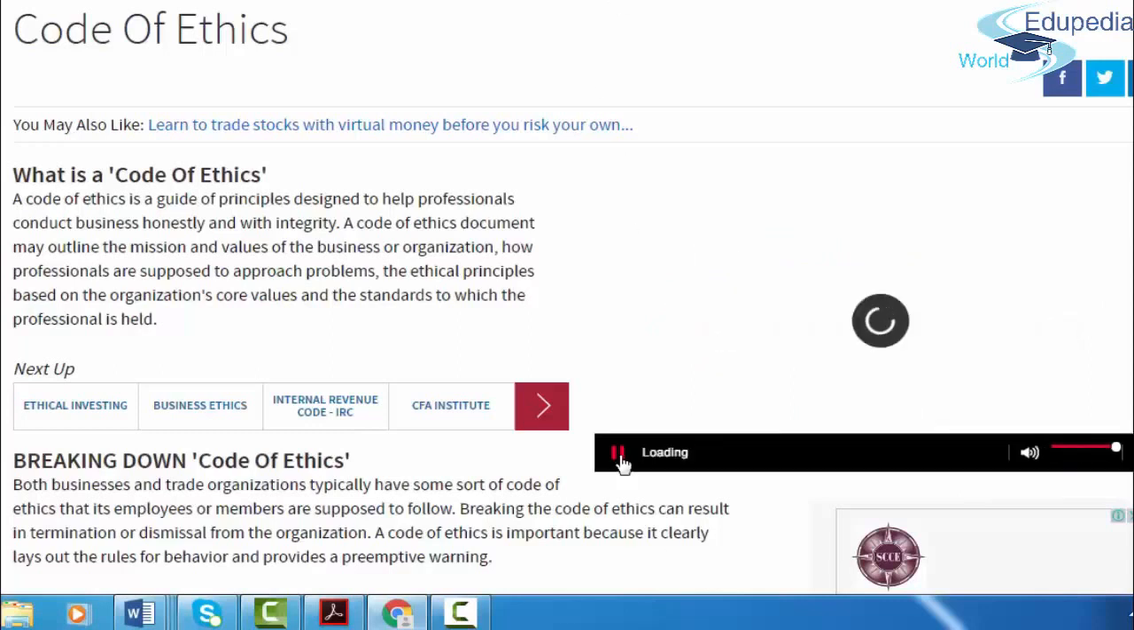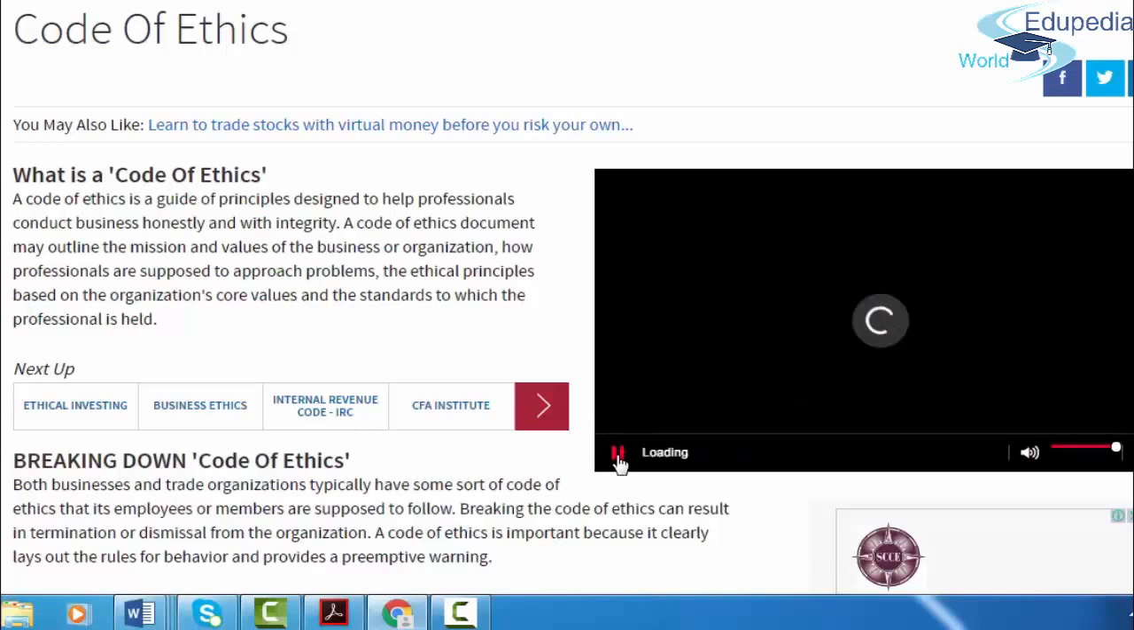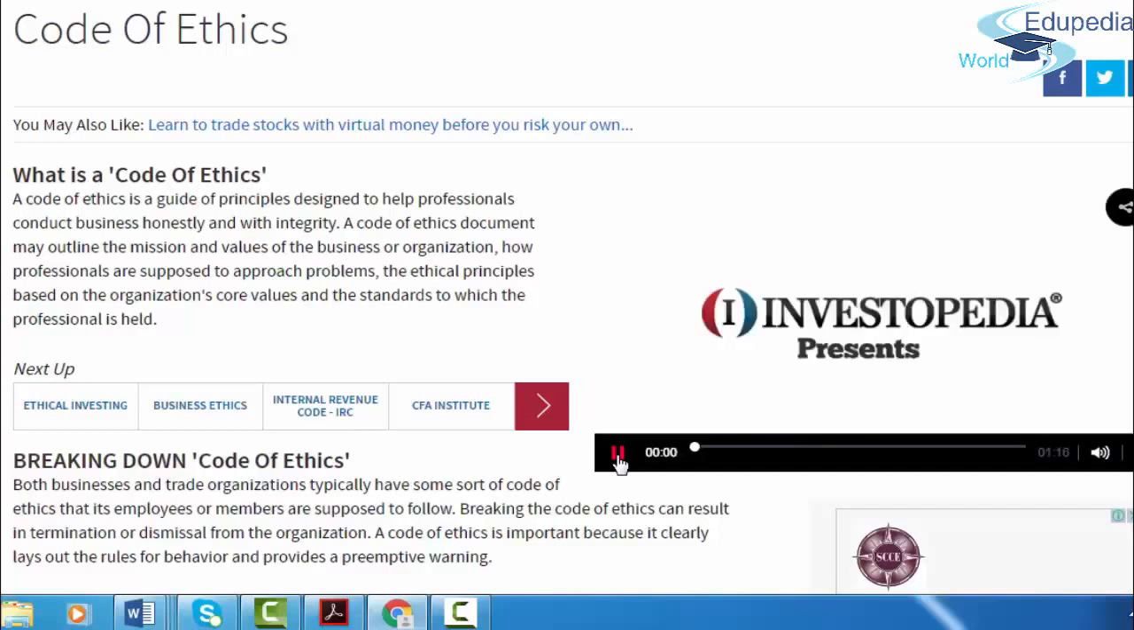Many such examples are available out there, and what they basically do is try to provide you with the best possible scenarios, and then try to provide you with solutions to those problems. So, a code of ethics is a guide of principles designed to help professionals conduct business honestly and with integrity. A code of ethics document may outline the mission and values of the business or organization, how professionals are supposed to approach problems, the ethical principles based on the organization's core values, and standards to which professionals are held.